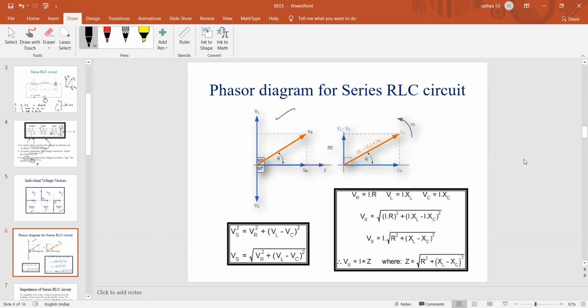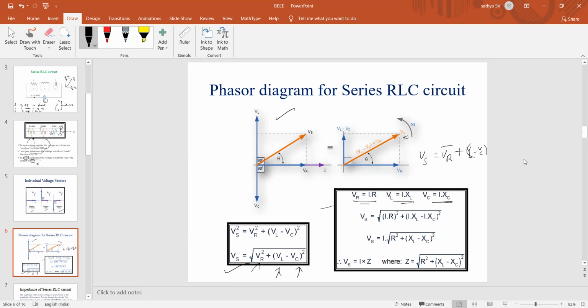Okay, so coming to our mathematical expressions, what is VS? VS is equal to VR plus VL minus VC, at an angle of 90 degrees, which is represented by j later. If you want the magnitude value, then it is the square root of VR square plus (VL minus VC) whole square. If you go for the individual terms, what is VR, VL and VC? VR is I into R, VL is I into XL, and VC is I into XC. It is the same as what we did for the RL and RC circuits; we have just clubbed all three components into one circuit.